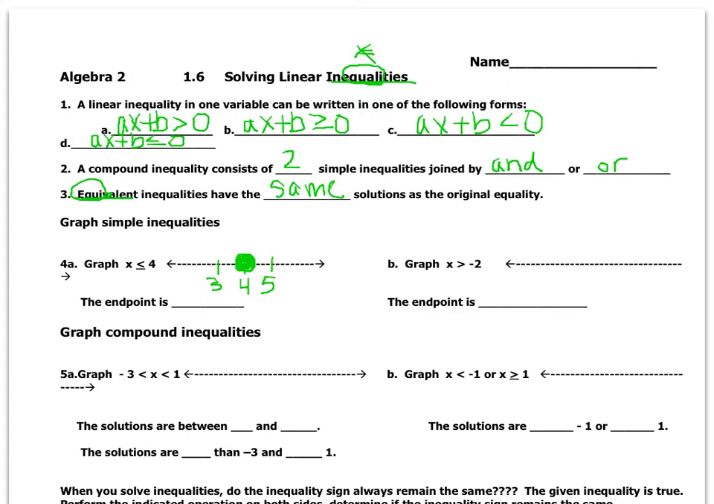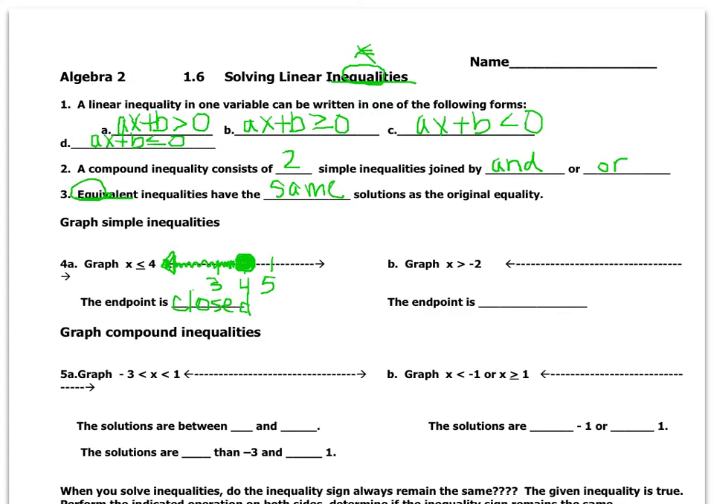And then x has to be less than or equal to 4, so less than would go in this direction. The end point for this is closed, because again we had the equal sign.